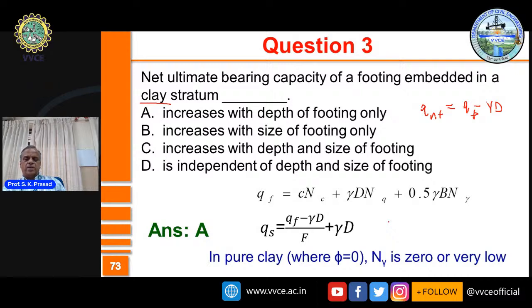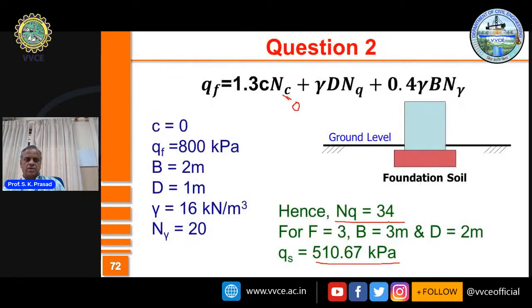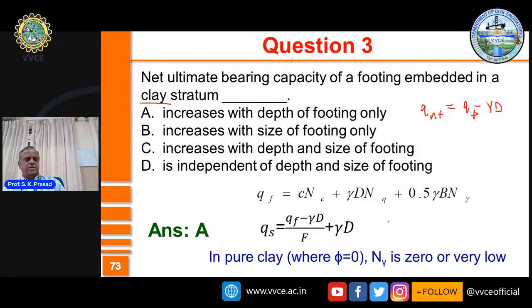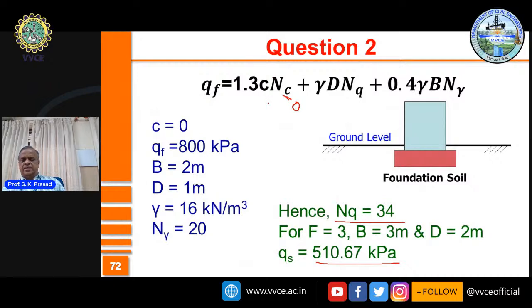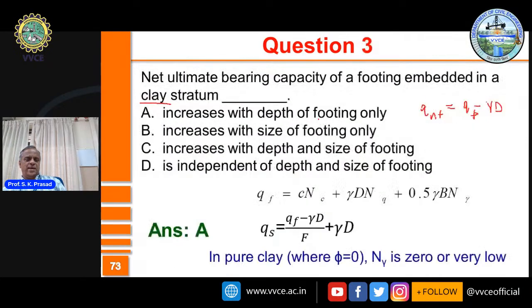Please note, again I go back to the equation. For any footing, it can be strip footing also, please note that N gamma is 0 and NQ is also a very small value. You can almost neglect it, or NQ is equal to 1 for that matter. So QF is equal to 1.3 C NC plus gamma D. QNF is equal to 1.3 C NC. So the answer here is QNF, net ultimate bearing capacity, just 1.3 times C NC.